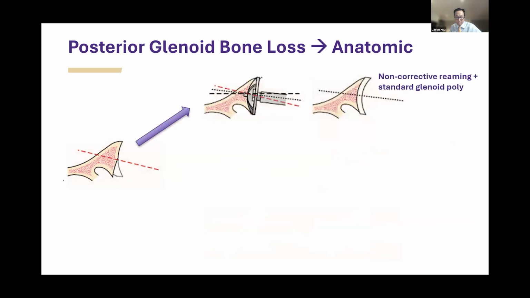So I think Dr. Schiffman, Dr. Matson, and I all approach this in a similar way with posterior bone loss. And I think we approach this primarily with non-corrective or minimally corrective reaming with the standard polyglenoid. And with this approach, our goal is to minimize the amount of bone that needs to be reamed. We're just really getting rid of that biconcavity and then seating the component.